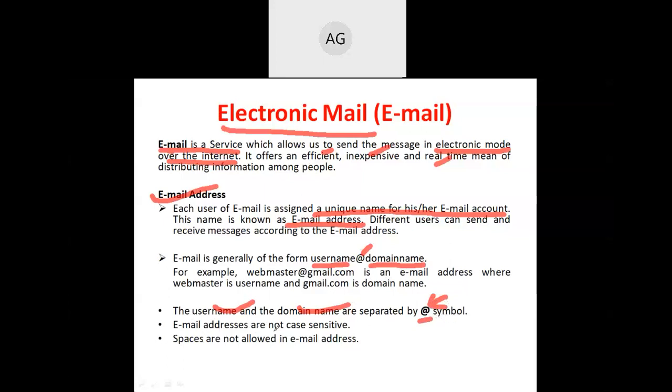Email addresses are not case sensitive, which means that capital characters as well as lowercase characters have the same value. Spaces are not allowed in email addresses. Just remember this point, that spaces are not allowed in the email address. However, an underscore can be used in email addresses. These are the important points in relation to email, so just remember them. Now moving to the next slide.